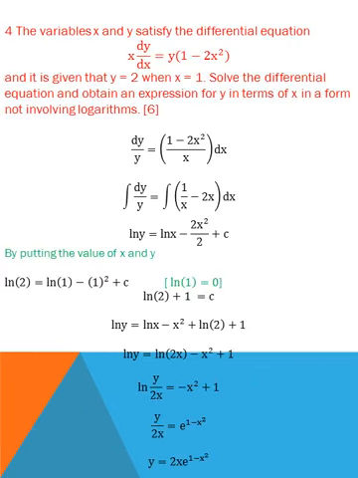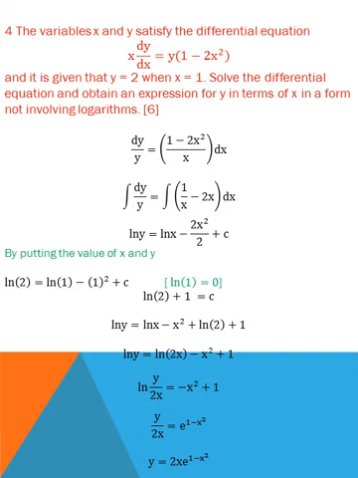In question number 4, the variables x and y satisfy the differential equation. This question is about the differential equation. When you are using a differential equation, first of all you should separate the variables x and y. On one side is x and on the other side is y. You should separate the variables first. So it will become dy over y is equal to 1 minus 2x square over x into dx.